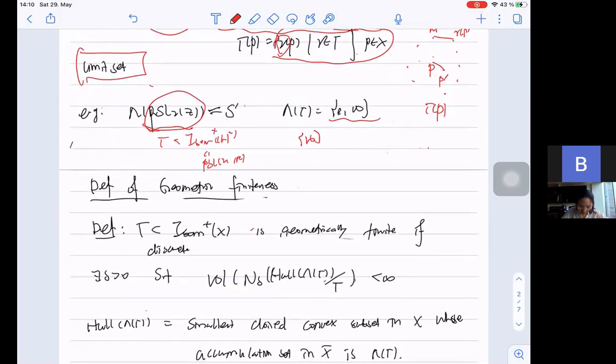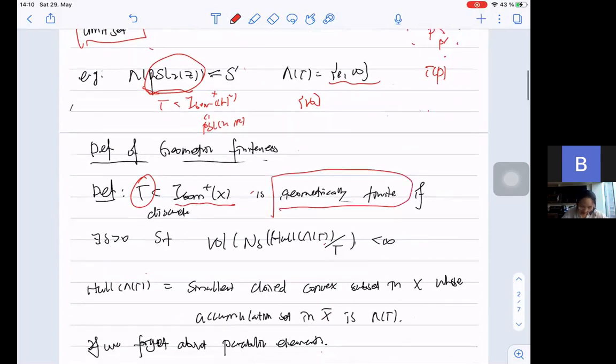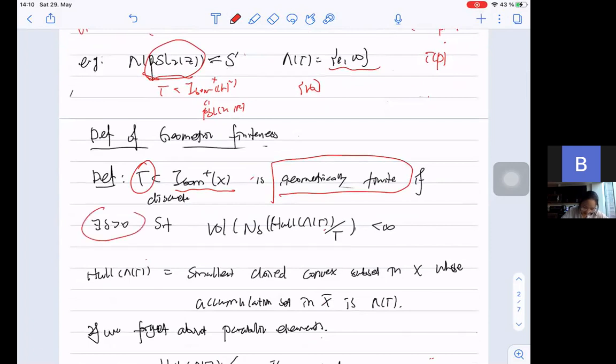Now we can just start to review the definition for geometrically finite. If we have a discrete group gamma, which is a subgroup of orientation preserving isometries of the negatively curved Hadamard manifold X, we say it's geometrically finite if there exists a constant delta greater than 0, such that if we take the delta neighborhood of the hull of the convex set under the group action gamma, the volume of this quotient is finite, then we say the group is geometrically finite.